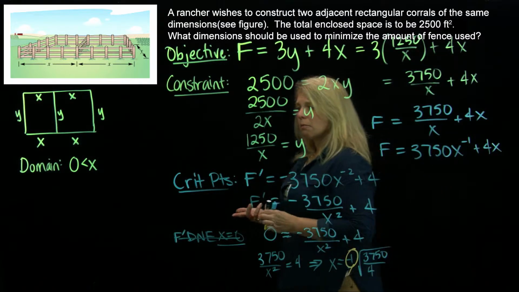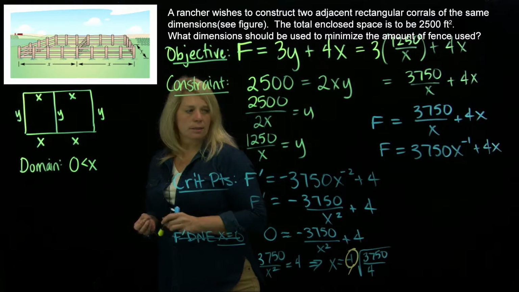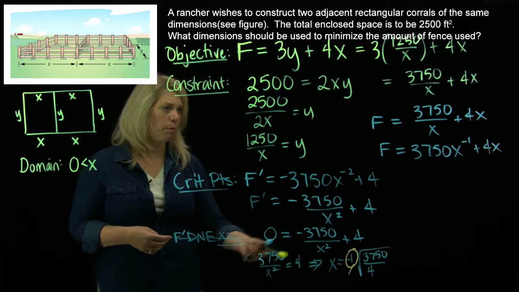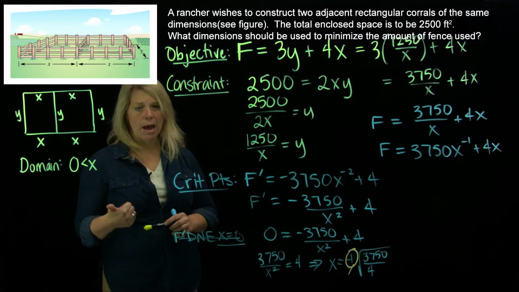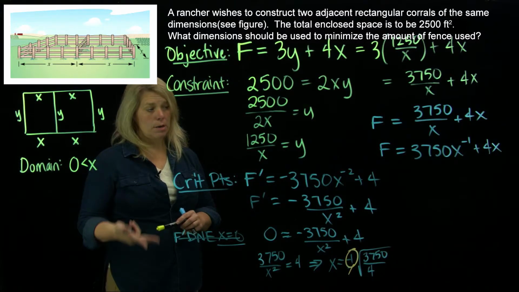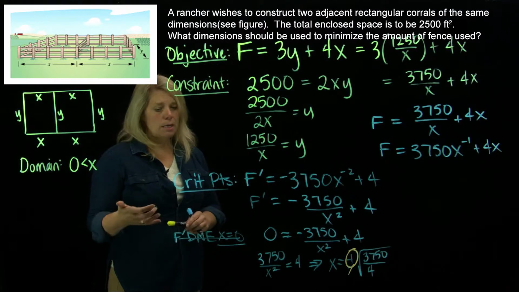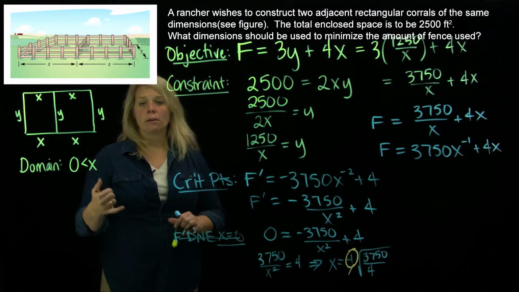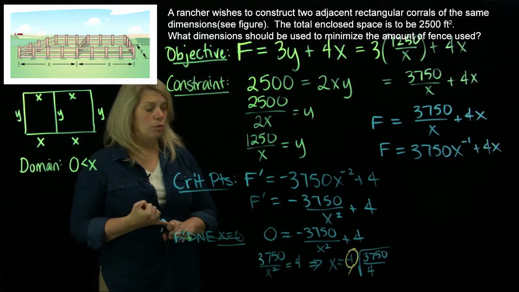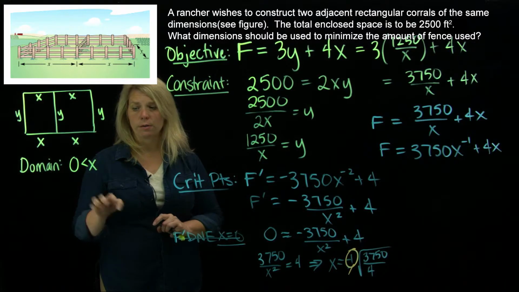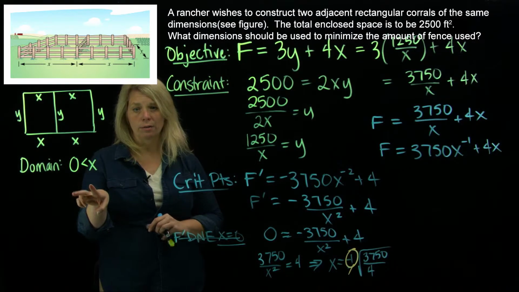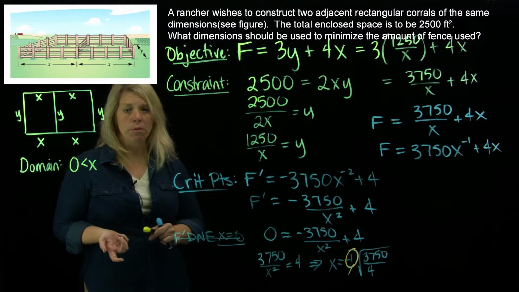All right, the next thing that we want to do is make sure that we test so that we can determine whether this critical point gives us the location of a maximum, a minimum, or neither. All right, and we talked about 3 different methods for doing that. We can look for absolute extrema on a closed and bounded interval. I do not have a closed and bounded interval here for my domain, so that wouldn't be appropriate for this problem.